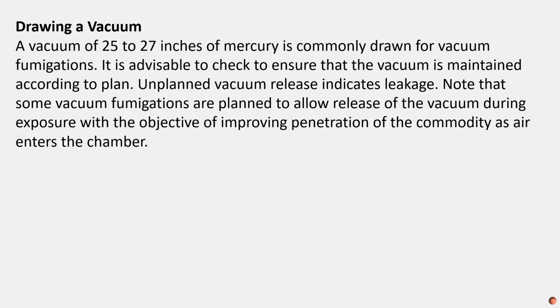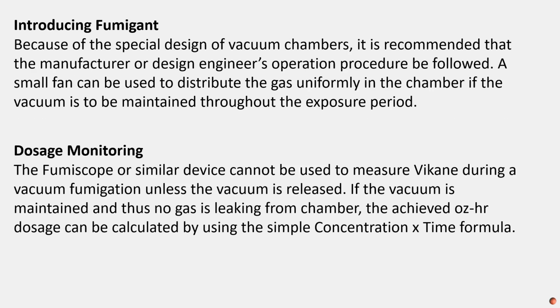Drawing a vacuum. A vacuum of 25 to 27 inches of mercury is commonly drawn for vacuum fumigations. It is advisable to check to ensure that the vacuum is maintained according to plan. Unplanned vacuum release indicates leakage. Note that some vacuum fumigations are planned to allow release of the vacuum during exposure with the objective of improving penetration of the commodity as air enters the chamber.